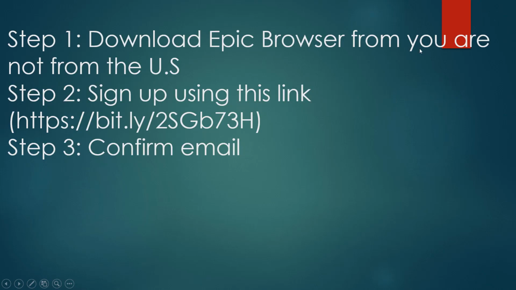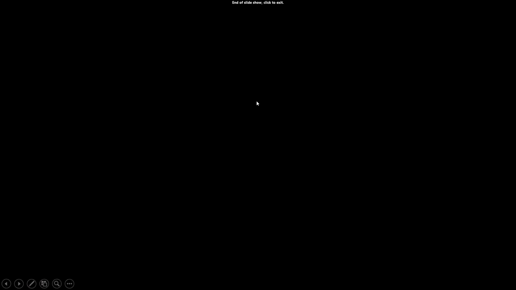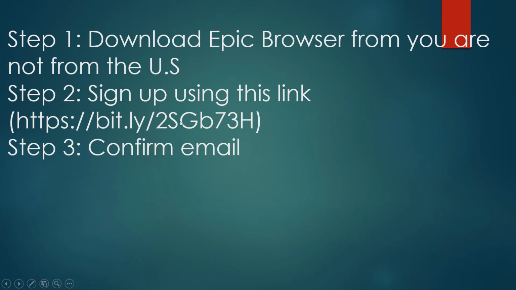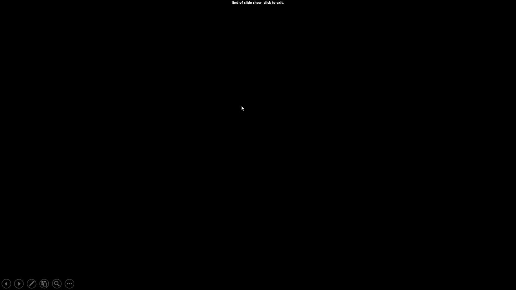First, you need to download an Epic browser if you're not from the US. The reason is so that you'll be able to do jobs that are basically for US citizens. So Epic browser will help you to change your IP to US. Then second one is to sign up using this link. After signing up, you confirm your email. So let's get into it.